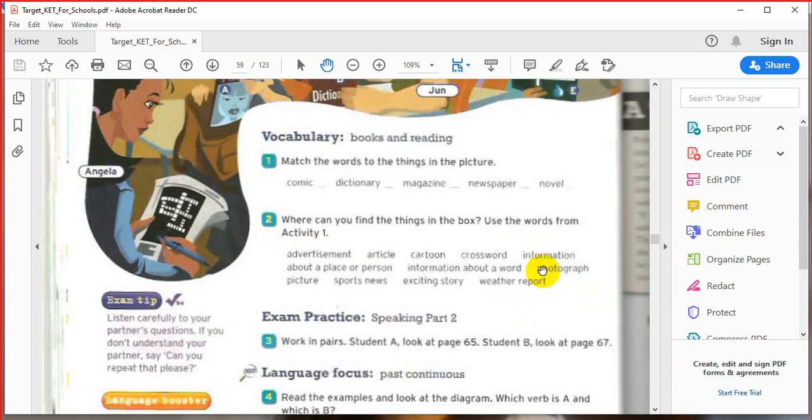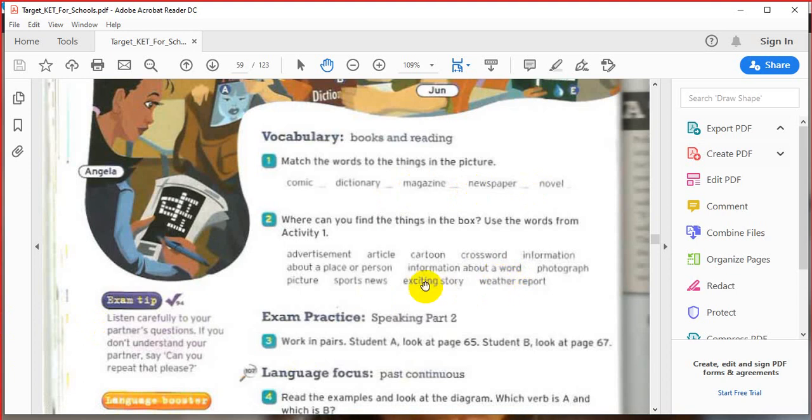Information. It's very broad. Now here, information. Information is in the novel, newspaper, or magazine. Yes. Dictionary. Yes, you can find information from all of them: comic, dictionary, magazine, newspaper, and novel. Information is anything that contains data. Next, about a place or a person. Where can we find about a place or a person? I think it's in magazine, newspaper, or novel. Correct.